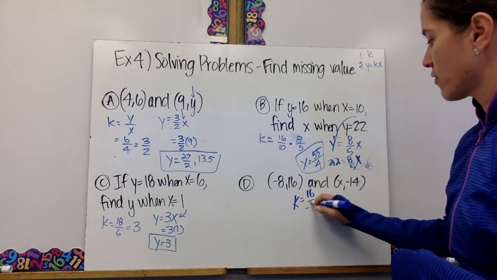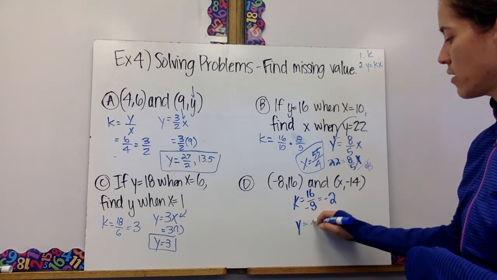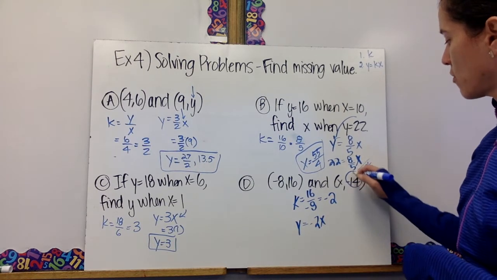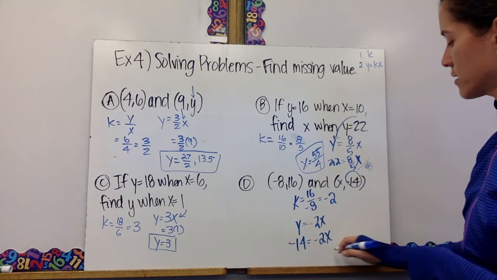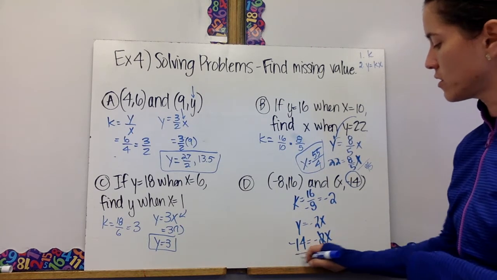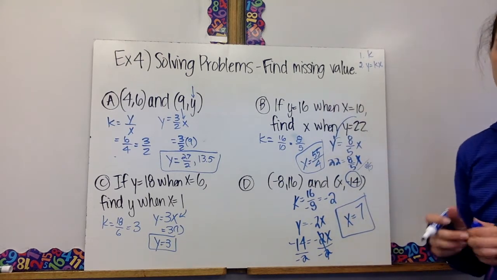K is 16 over negative 8, which is negative 2. So y equals negative 2x. I know my y value, so negative 14 equals negative 2x. Divide by negative 2. So x is equal to 7.